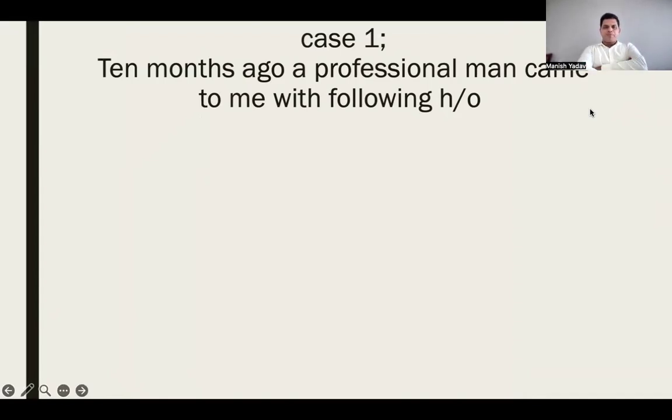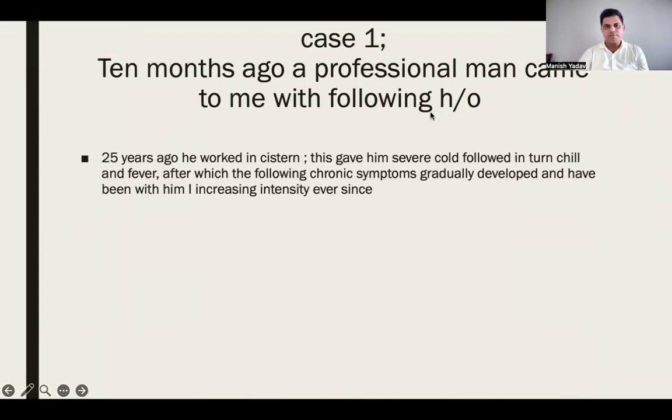Case one: 10 months ago, a professional man came to me with the following history. The history goes like this: 25 years ago, he worked in a cistern. This gave him a severe cold, followed in turn by chill and fever, after which the following chronic symptoms gradually developed and have been with him in increasing intensity ever since. So this is how the case came.